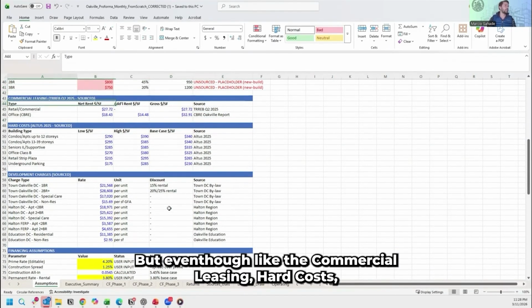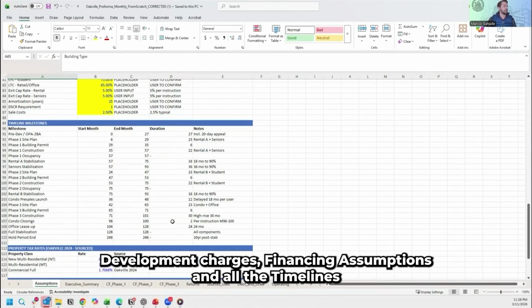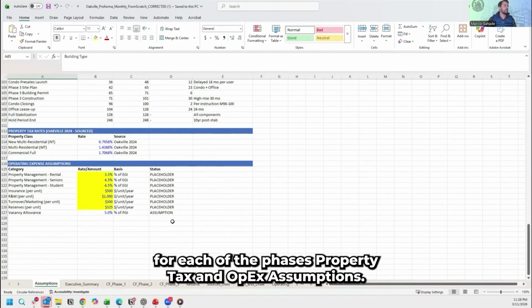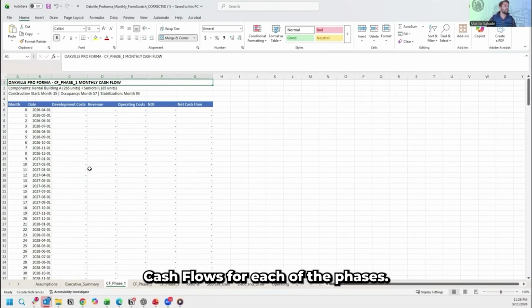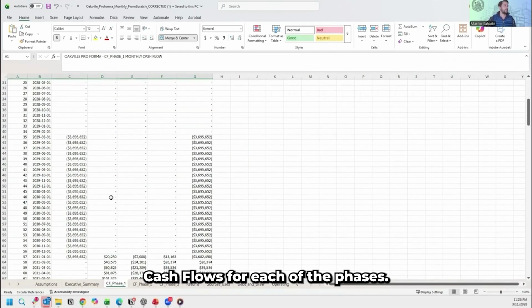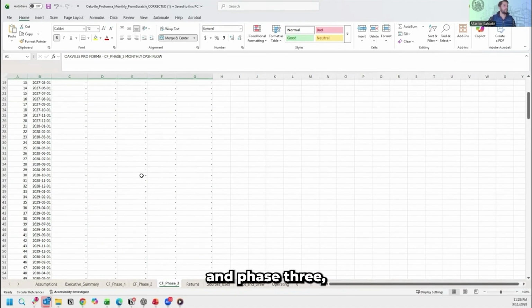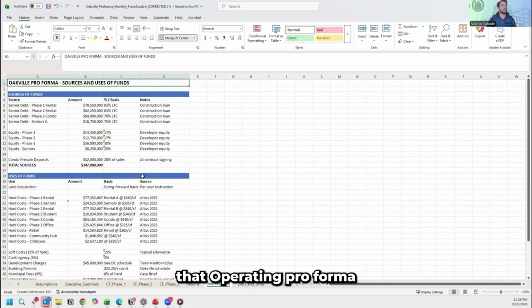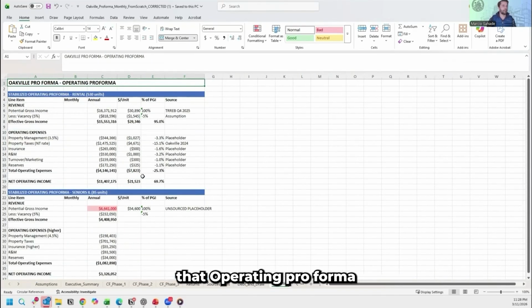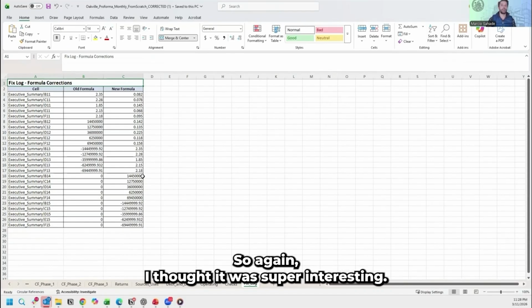But even so, there are the commercial leasing, hard costs, development charges, financing assumptions, all the timelines for each of the phases, property tax and OPEX assumptions. And then I got the executive summary, cash flows for each of the phases, phase two and phase three, all the returns, sources and uses, debt, operating pro forma, checks and balances, and all the fixes that it made, the log of that. So again, I thought it was super interesting.